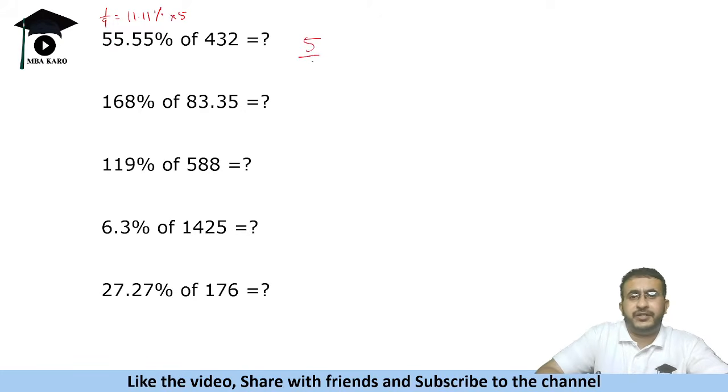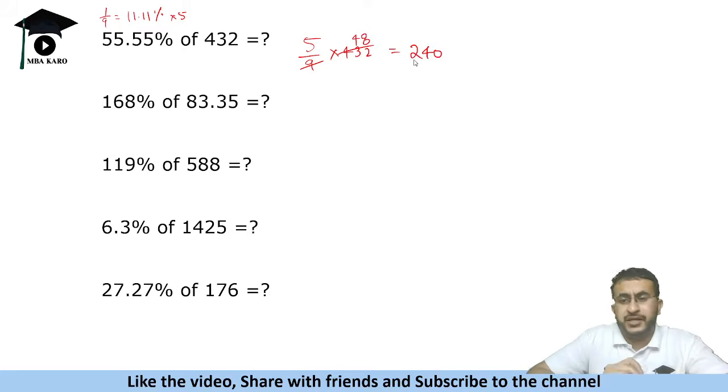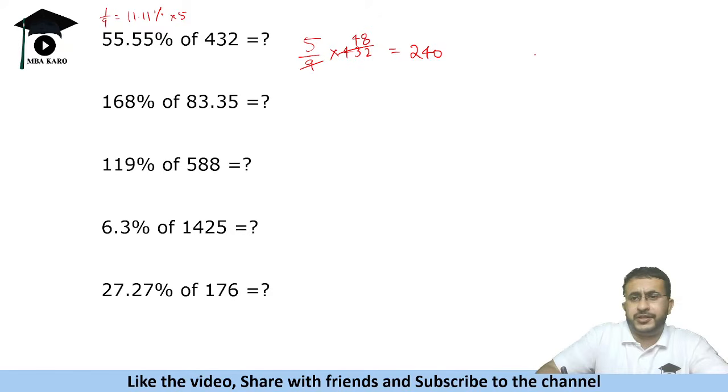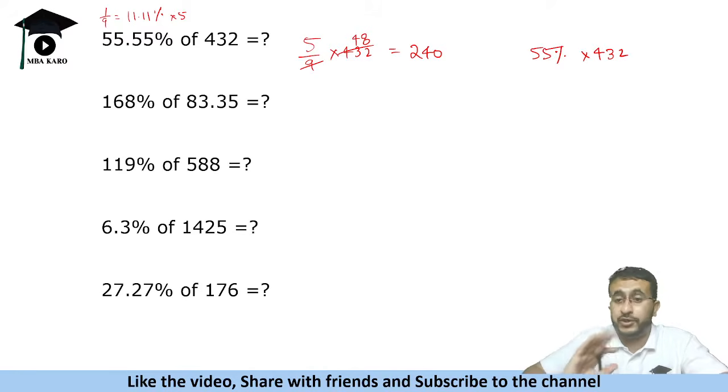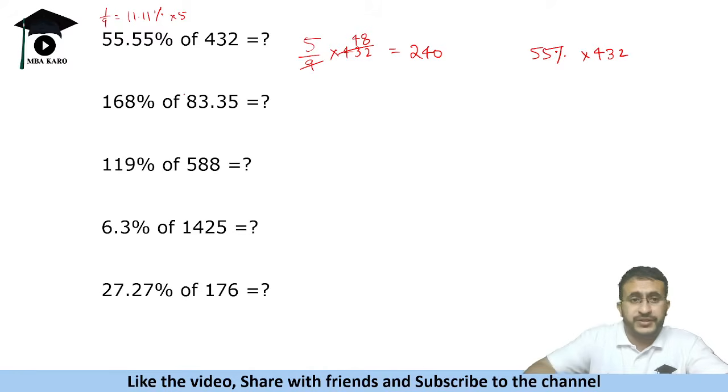So 5 by 9 of 432. 9 4s are 36, 7 72, 48, 240. Now suppose you are not given 55.55%. You are given, let's say, 55% of 432, and you are given some options, or you have to do 55 into 432. Now you have to approximate what will be the answer. So you can use this as a reference and estimate that the answer is somewhere close to 240.